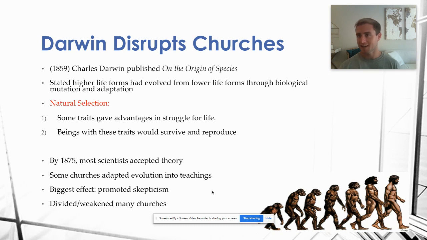By the time we get to 1875, most scientists are going to accept this theory, and this is going to create a problem in between our churches and our scientists because so much of American society still runs on religion. We are a very religious country at this stage, and so this is going to divide and weaken many churches. And we'll see some of the famous cases in the 1920s when we're talking about, for instance, the Scopes trial, where we talk about the challenging of the ideas of the church through politics.